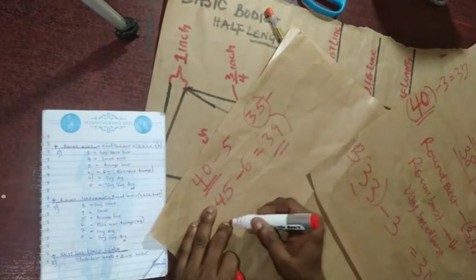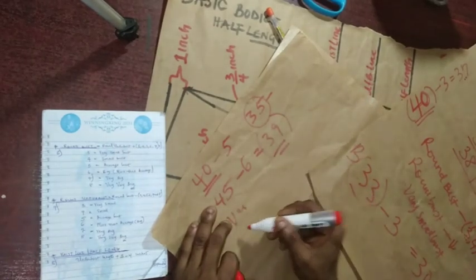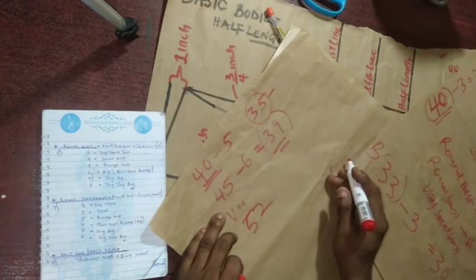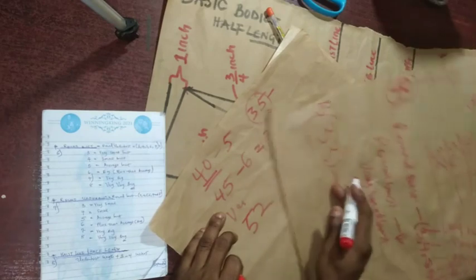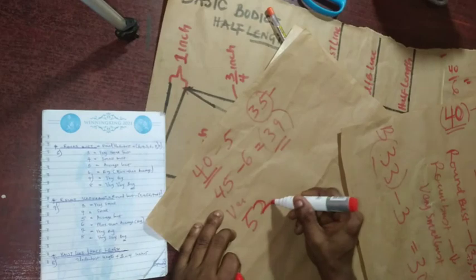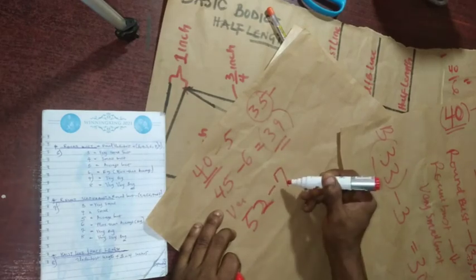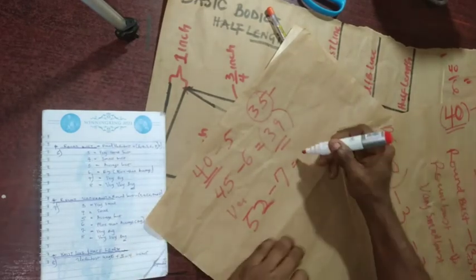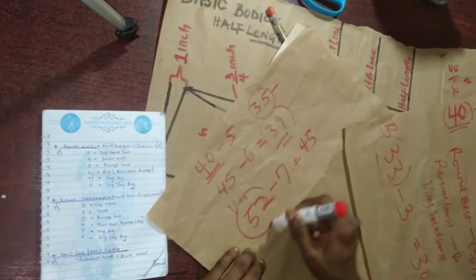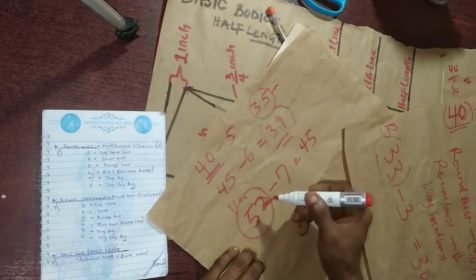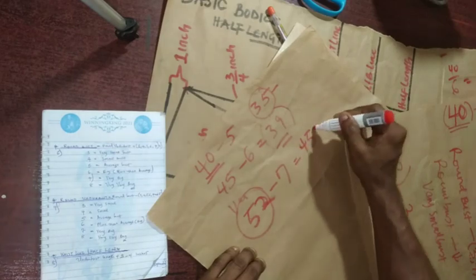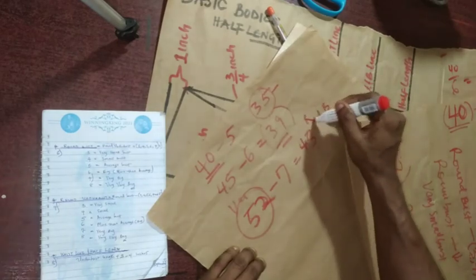Then for someone who has a very big bust, let's say a bust of 52. What are you going to do? Remember I said very big bust is 7 inches. So I will do 52 minus 7. That will give me 45. Do you understand? So that means you have a bust of 52, which is a very big bust. So subtract 7 from 52, which will give me 45. So 45 is now the round under bust.